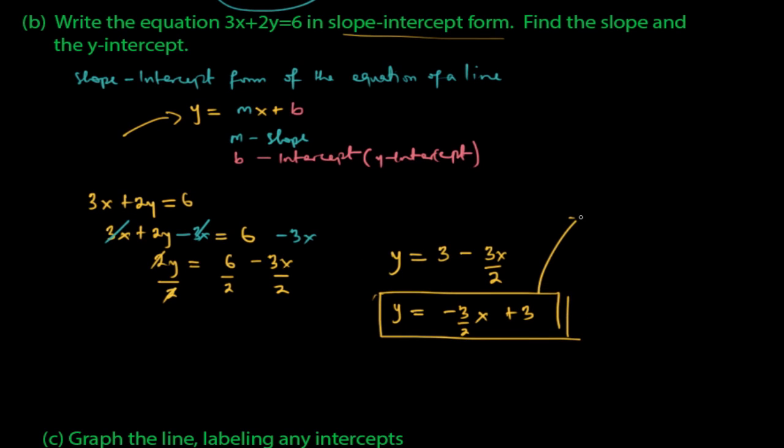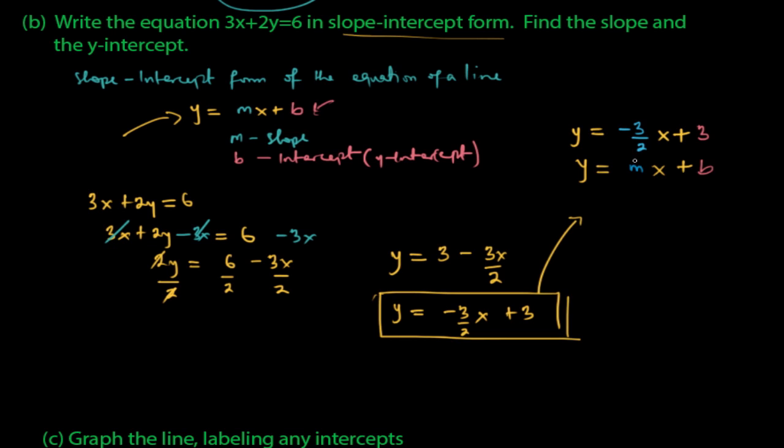Now what we have here is y equals negative 3 over 2 x plus what we have at the extreme there, which is 3. Now when we compare this to the general form of the equation of a line, this is the same thing as y equals m, which is the coefficient of x, plus b. This is our b here.